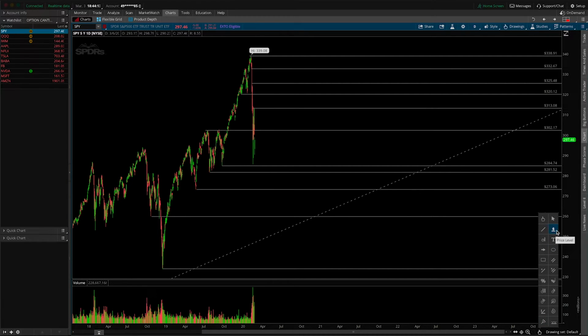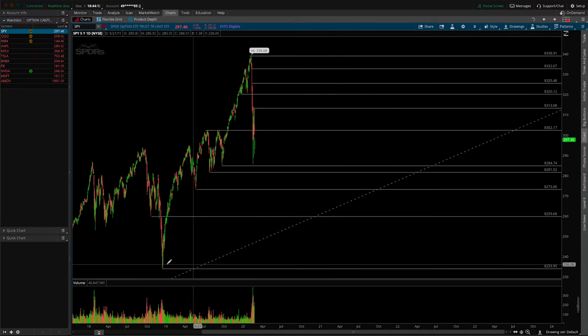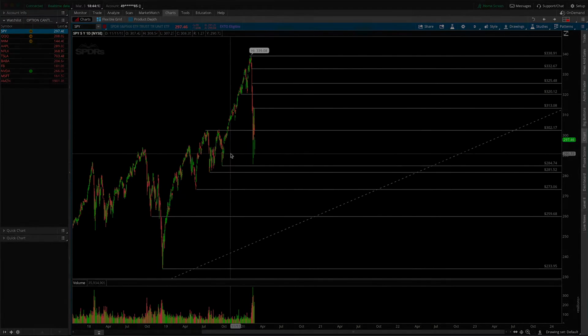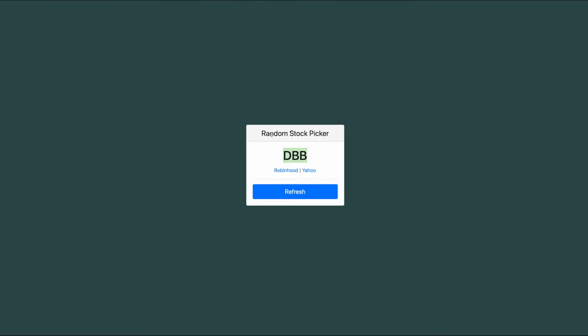It's a $ over a horizontal line, and it's going to allow us to draw on these white levels that you're seeing as support and resistance here on this SPY chart, for example. To get some fresh tickers, I'm going to use this random stock picker, and our first example will be DBB.